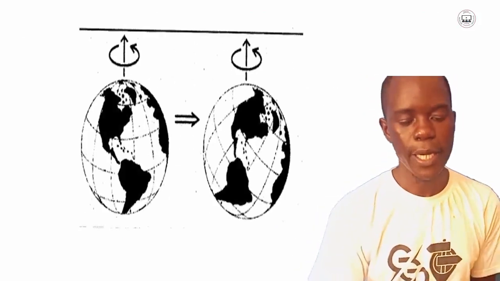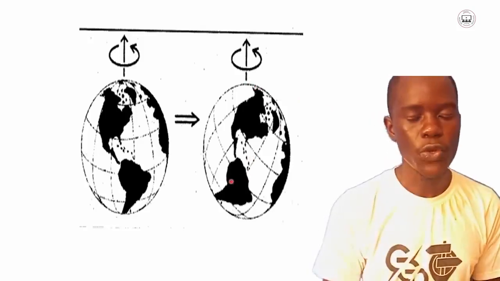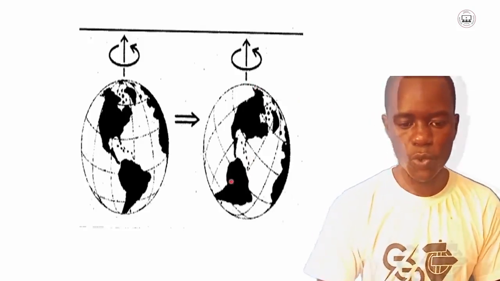Here there is a diagram. As you can see, here you have your North Pole and your South Pole. Because of the shifting, the North Pole is being tilted. It has been changing its location, very slowly.